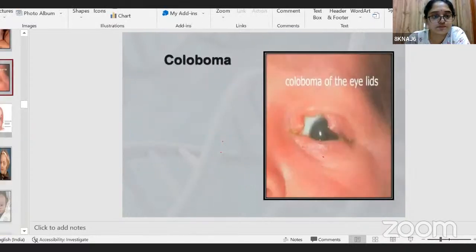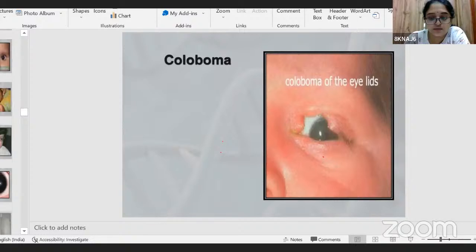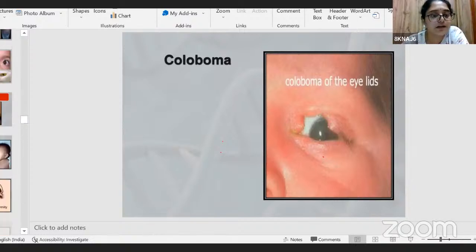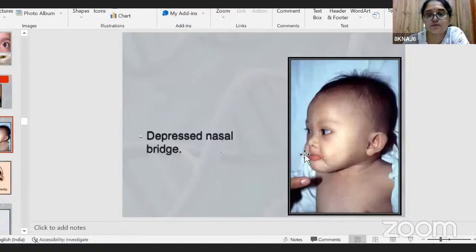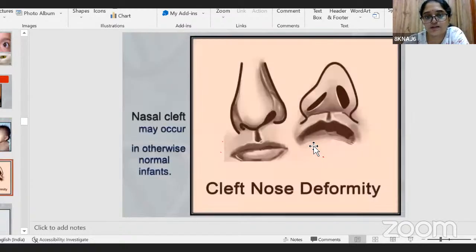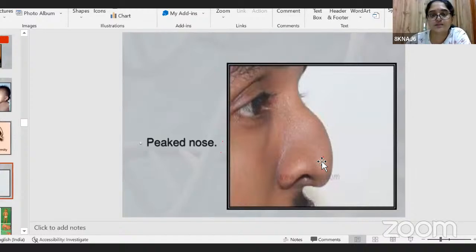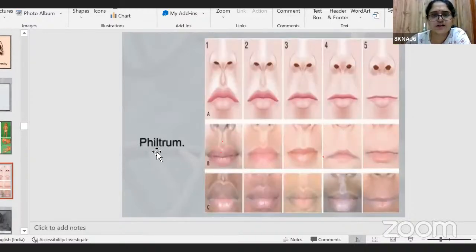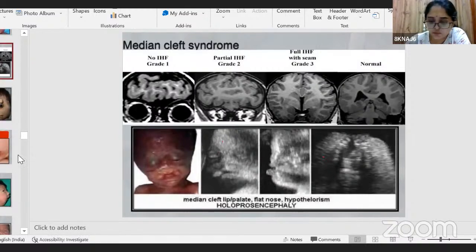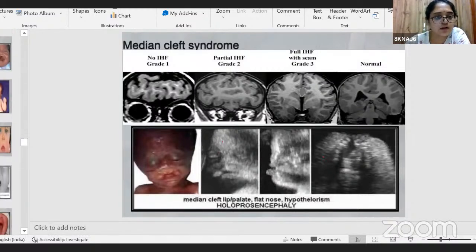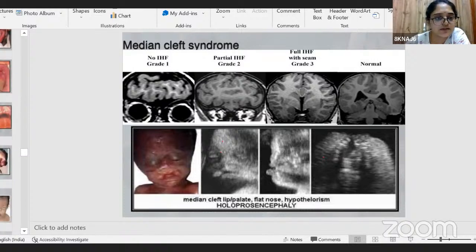Then when it comes to skin and hair abnormalities also, and the nose also, there's a difference. In the nose you have a depressed nasal bridge, cleft nose deformities, peaked nose. These are all genetic again in nature. When it comes to the mouth also, you have different kinds of abnormalities that can be seen.